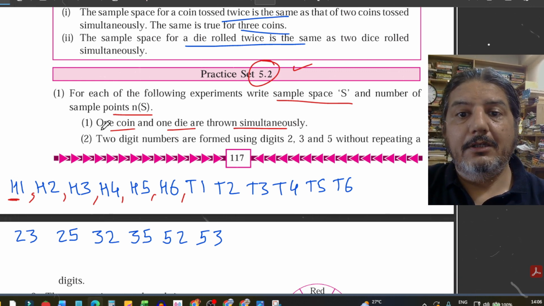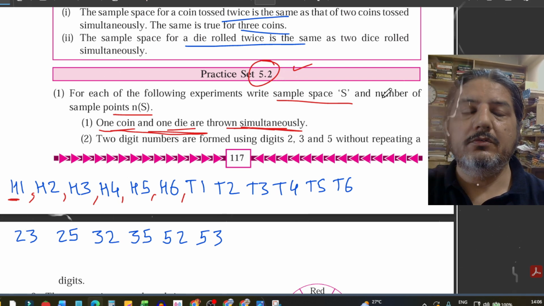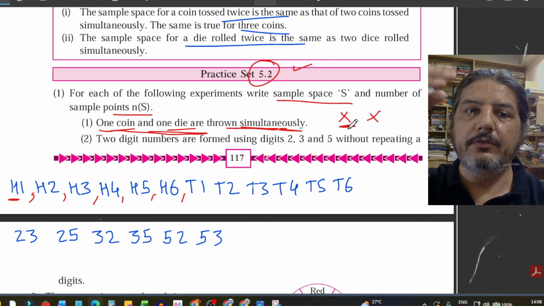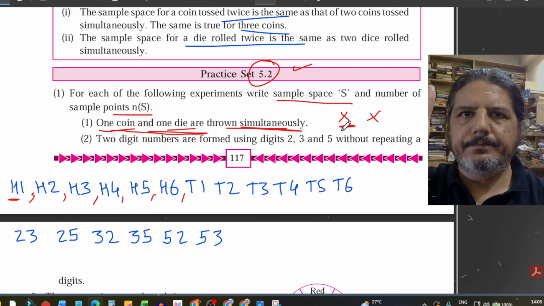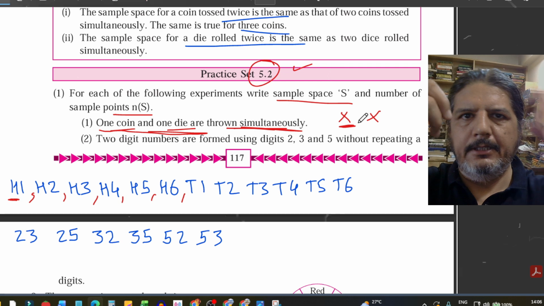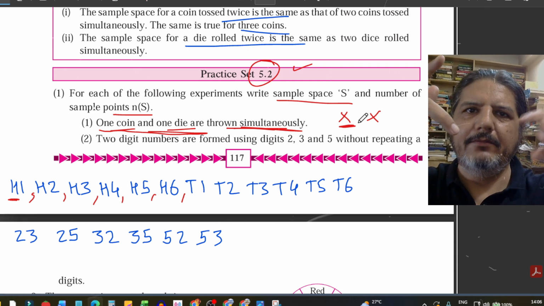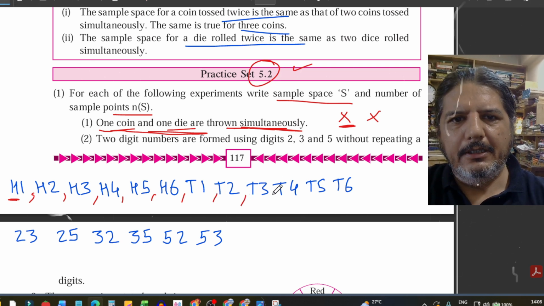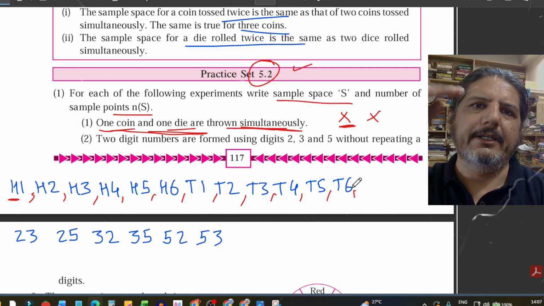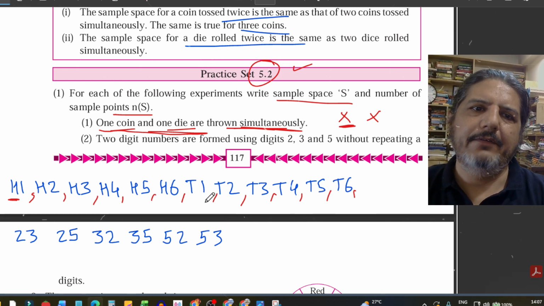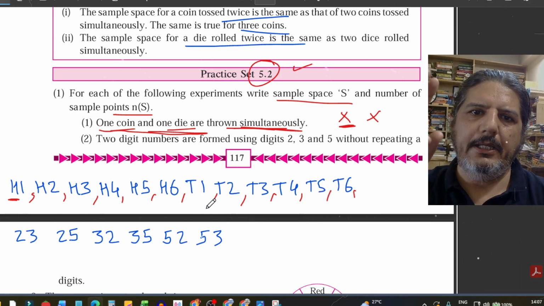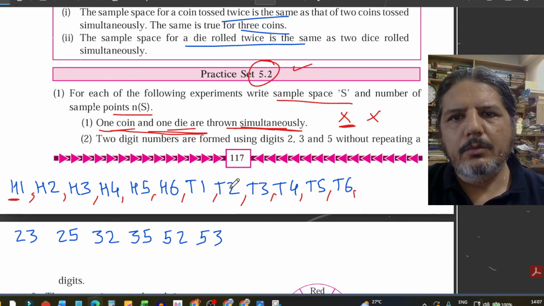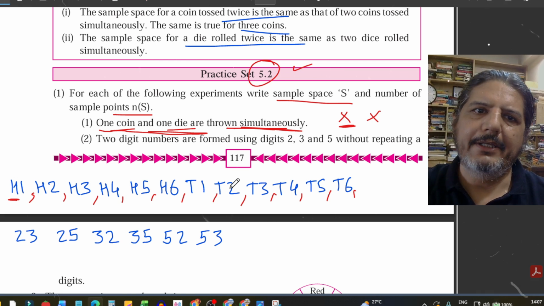See what is happening is one coin and one die are being thrown simultaneously. So basically we have two spaces. Let us say first I get a head. I get a head and then one on the die. I get a head and two on the die. This is how I'm making the sample space. Similarly, I can add more elements to this sample space by having a tail on this side and 1, 2, 3, 4, 5, 6 on this side. So this is how I can make the sample space.